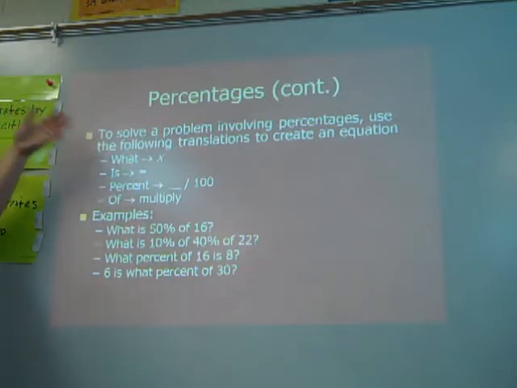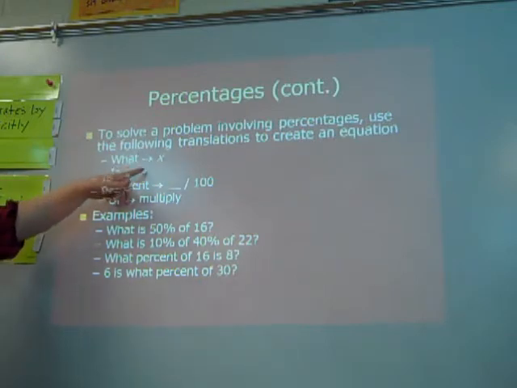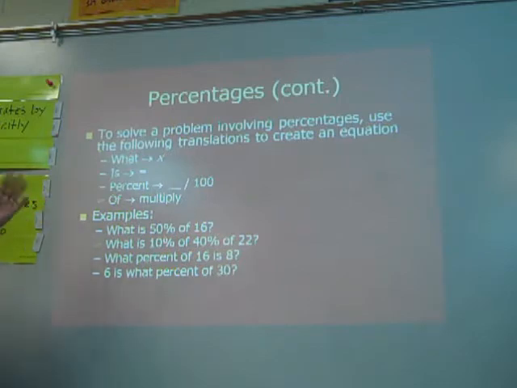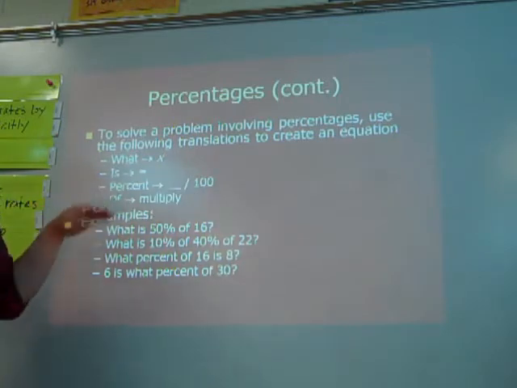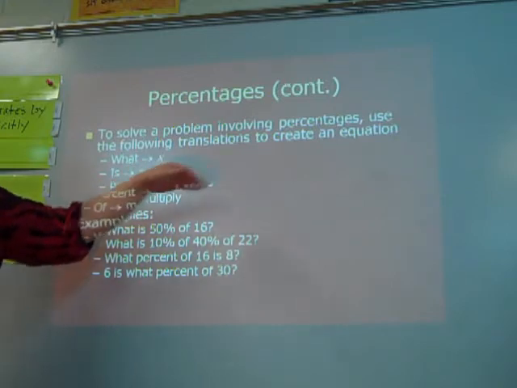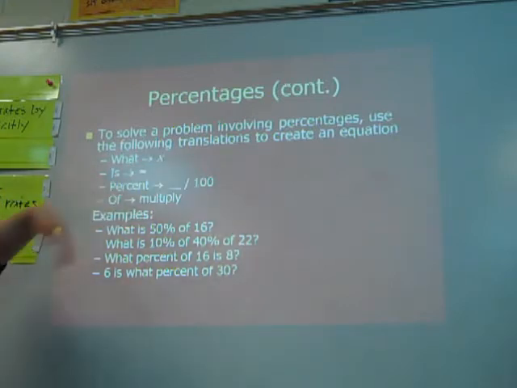What: when you see the word what, that's going to tell you what you're looking for, or what your x is going to be. Is means equal sign. Where you see the word is, you put an equal sign. Percent means out of 100, so whatever percent they give you, you're going to put that over 100. And of means to multiply.